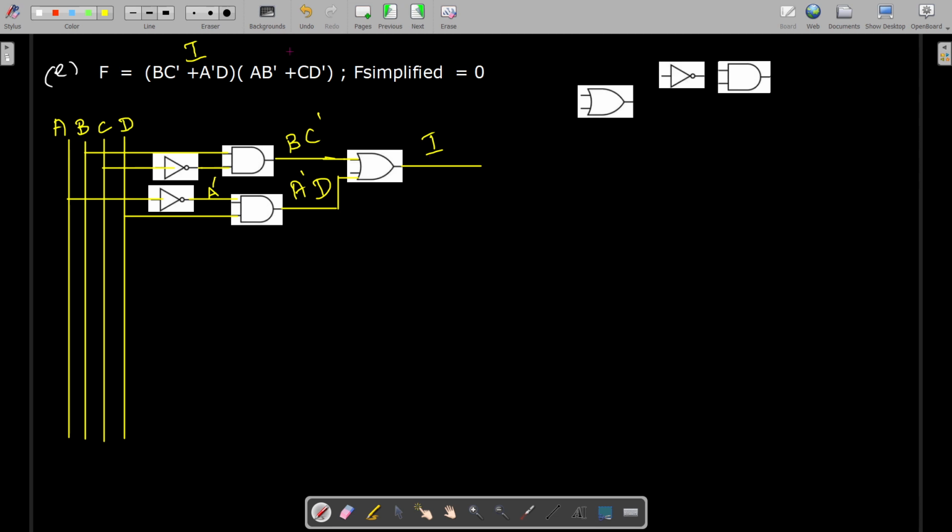Then we go for the second term. So what is the second term? This is AB dash plus CD dash. So we take the connections for this. We have to take the connection from A. Then we take the connection from B, which must be given to one inverter so that we get B dash. Then the output is B dash, right? These two, that is AB dash, are combined using a two input AND gate. The output of this AND gate gives you AB dash.